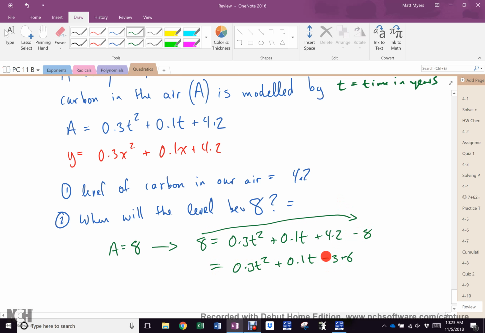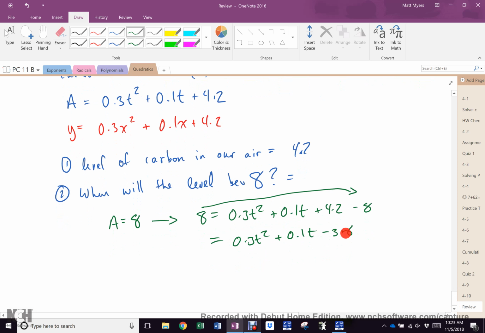Now I'd have to quadratic formula that. Do I have other options? I don't like this because of decimals, yeah? Could I multiply it by 10? Yes. And then I'd have 3t squared plus 1t minus 38. Could I do that? Yeah. That makes the quadratic form a little easier to deal with, right?